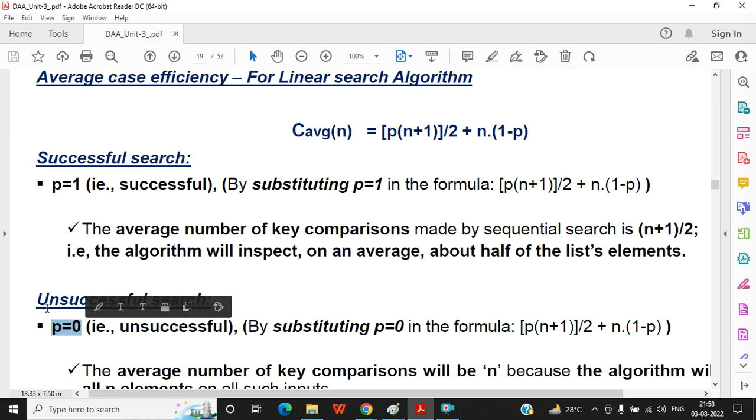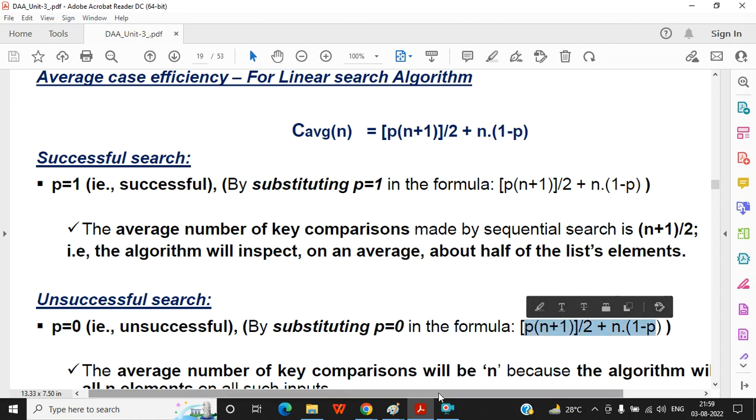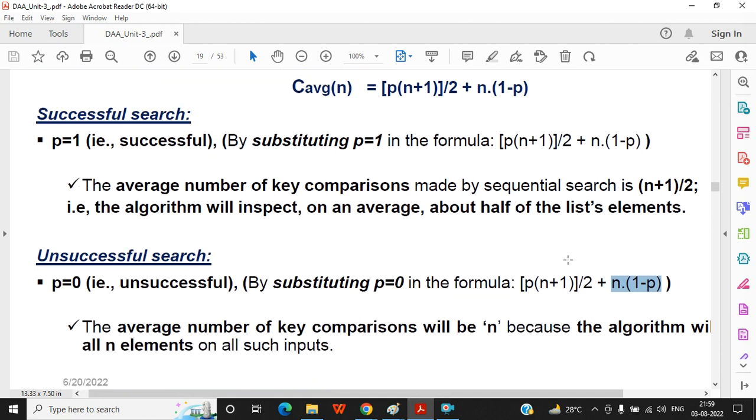If the search is unsuccessful, then what will be the value of p? Minus 1, no, sorry, 0. So just put p is equal to 0 here. So this term will be 0. What will be this term? This term will be your n. So if the search is unsuccessful, then what will be the complexity? This will remain n. So it will also be your big O of n.